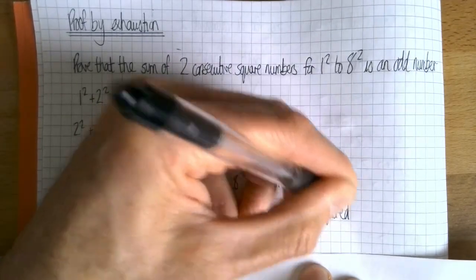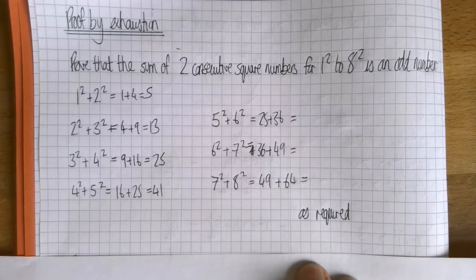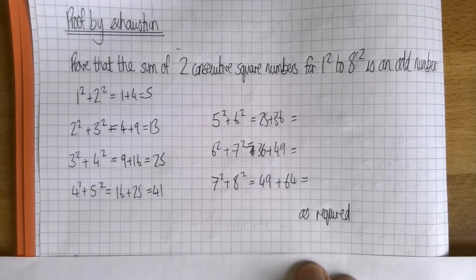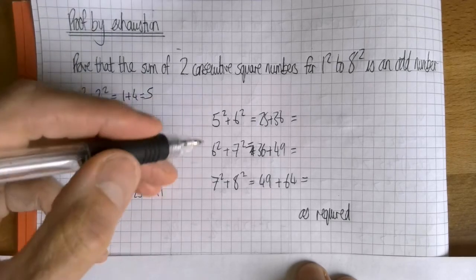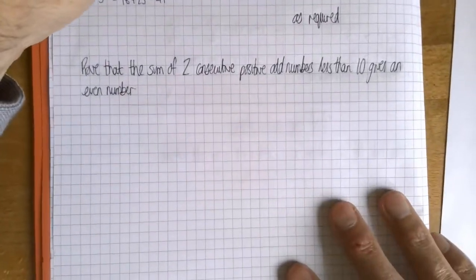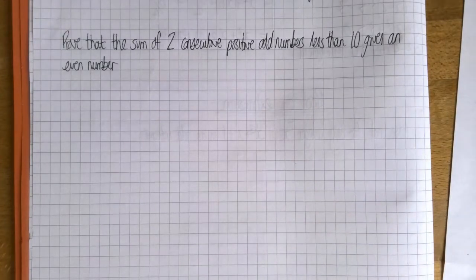So proof by exhaustion is just you try every possible combination, and you wouldn't be expected to do a proof by exhaustion question with 400 examples to try, but here we just had 1, 2, 3, 4, 5, 6, 7, perfectly reasonable. So have a go at a second proof by exhaustion question. Pause and have a go.